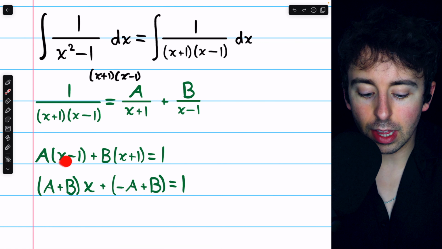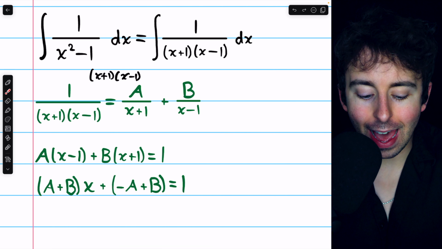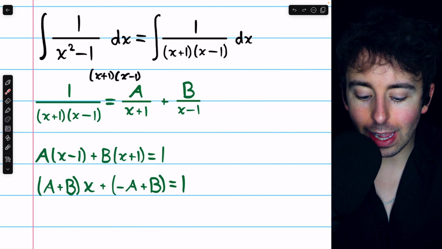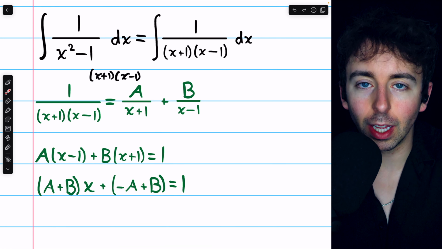So that gives us this equation, which we can then rewrite like this. Gathering the x terms, we have Ax plus Bx, so A plus B times x. As for the constants, we have B and we have minus A, so negative A plus B.